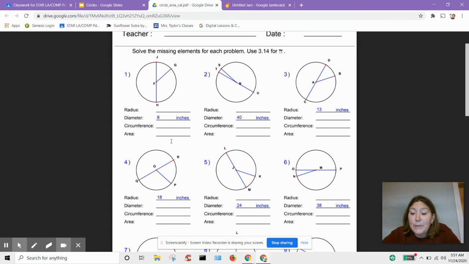Please do it on a piece of paper. Do the work. Show me the work. If it's just answers, I'm not accepting it. You must show me how you get each answer. Do the work on a piece of paper. Let me see the work. Take a picture of the work and attach it to the assignment. You have 6 circles that you need to calculate the radius, diameter, circumference, and area. Make sure you show me the work.